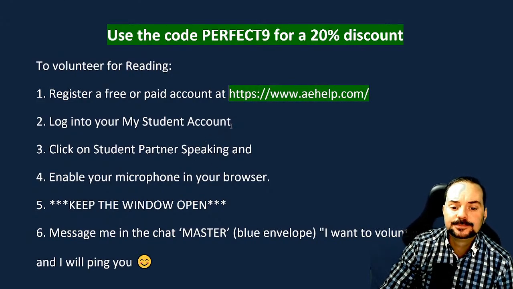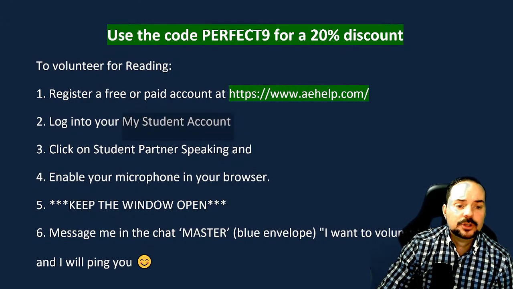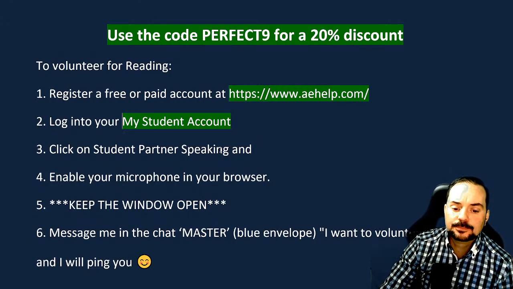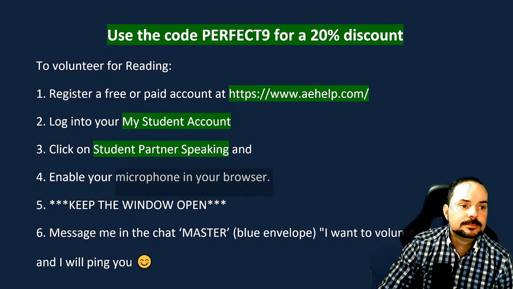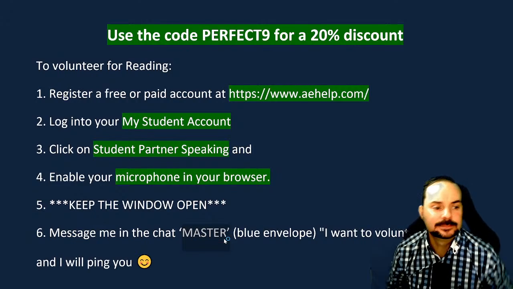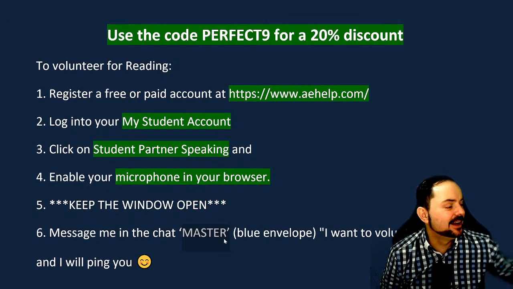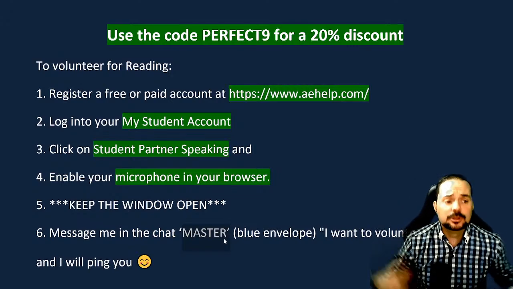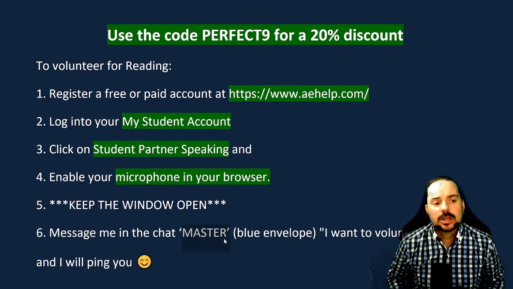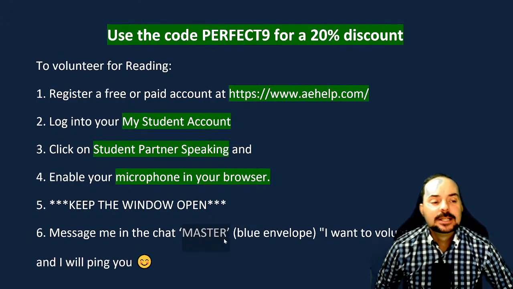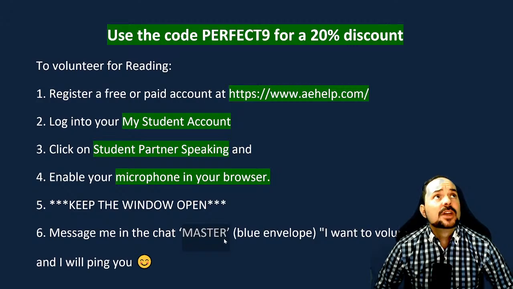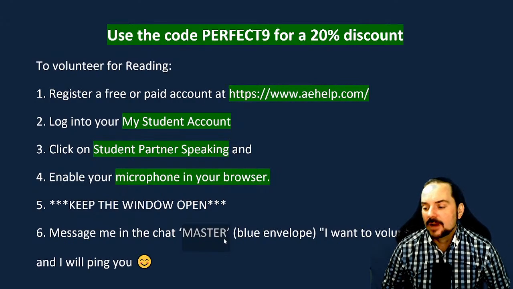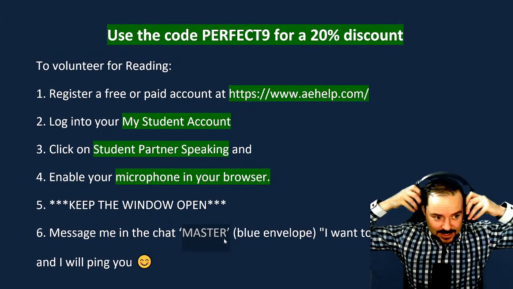Go to the ahelp.com website and log into your account. If you don't have one, create one, your My Student account. Click on Student Partner Speaking, enable your microphone, and then message me: I want to read. Then I will ask you to read a paragraph, and I'll help you, so don't panic, don't freak out, don't say I can't read. Just read. I'll help you. We'll solve the list of headings questions together, and then we'll do all the other questions together. It's going to be fun, I promise. Here we go.